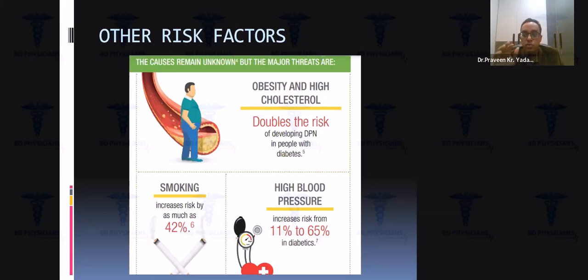We know alcohol worsens neuropathy, and it also causes neuropathy. So alcohol we all know, but smoking again is an important risk factor for neuropathy. So the patient has to stop smoking as well, apart from stopping alcohol intake if they are taking alcohol.